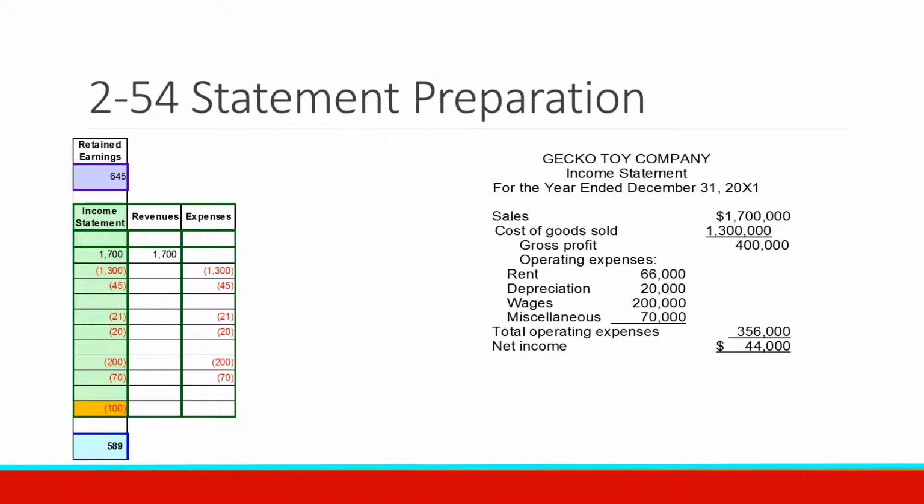We'll now compute net income as we've already reported all the individual revenue and expenses. So the net income will be the gross profit minus the total operating expenses, and that will give us $44,000. So due to our business activity this year, we've earned $44,000.